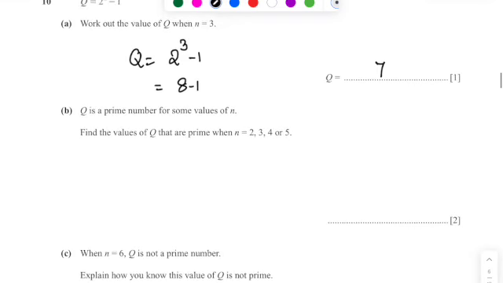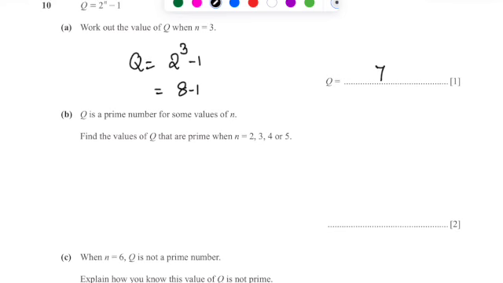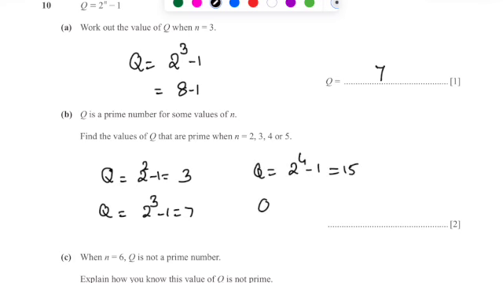Then q is a prime number for some value of n. Find the values of q that are prime when n equals 2, 3, 4, 5. So when n equals 2, it is 2 power 2 minus 1, which is 3. 2 power 3 minus 1, which is 7. q equals 2 power 4 minus 1, which is 15. q equals 2 power 5 minus 1, which is 31. So what are the values of q? 3, 7, and 31. These three are prime numbers.